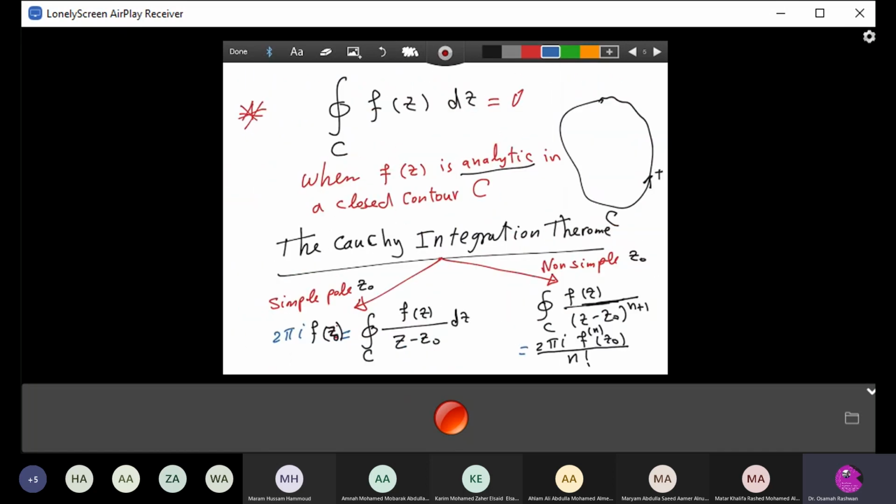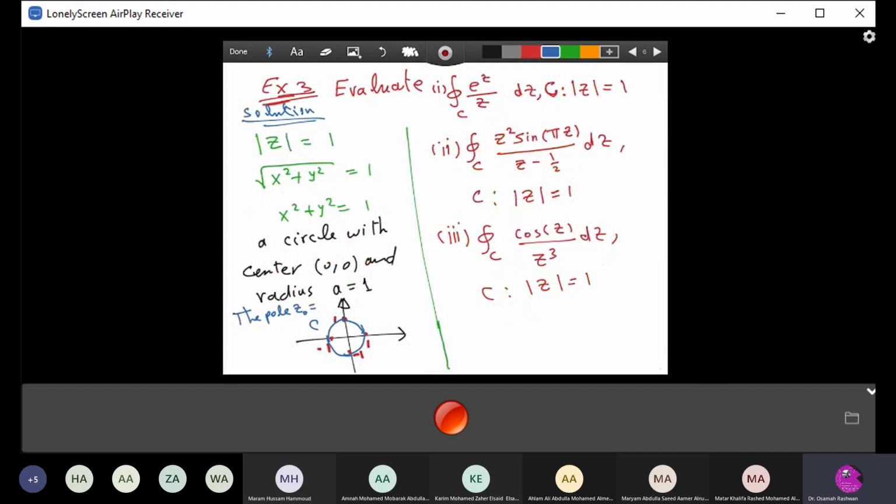This is why I'm asking you to take a screenshot from this one. Z naught is a pole. Where is the pole here? Z minus Z naught. You have Z only, so it will be Z minus what? Z minus Z naught, 0. So, where is the 0? Yes, it is inside, right? So Z naught is inside C. Okay?